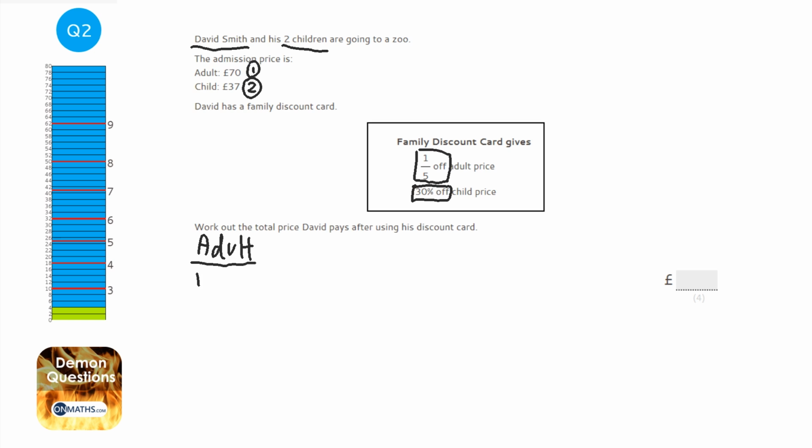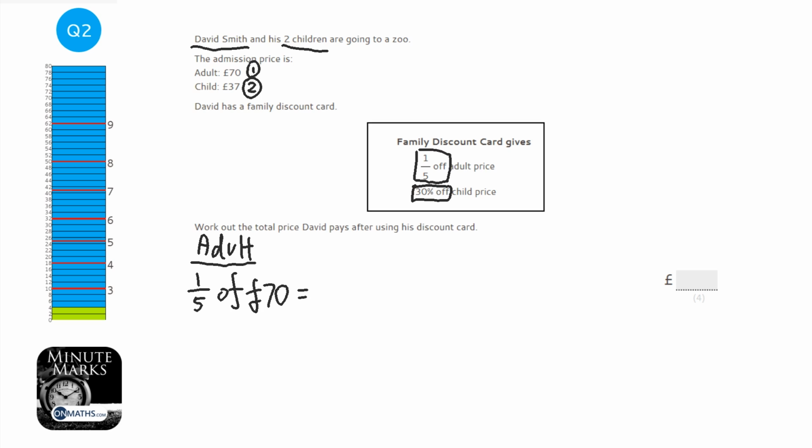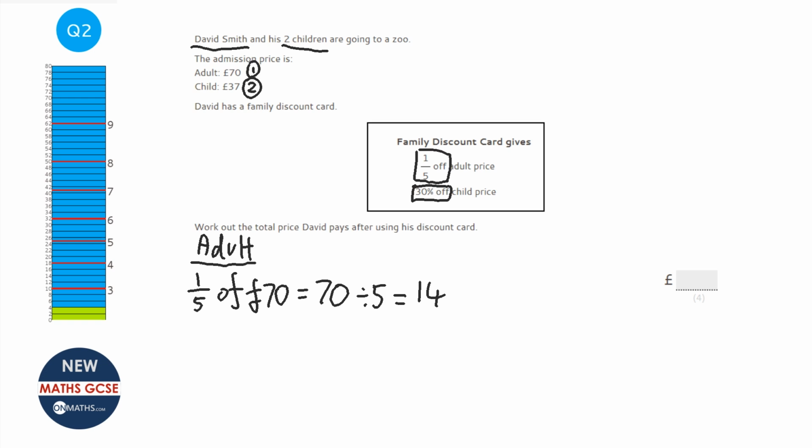So a 5th off. Well, first of all, let's work out a 5th of £70. To work out a 5th, you can just divide 70 by 5. Now I know that 10 fives are 50 and 4 fives are 20, so that's going to be 14. So that's going to be £14 he gets off. So therefore the price will be the £70 take away the £14. So 70 take away 10 is 60, take away 4 is 56. So he's going to pay £56 himself.